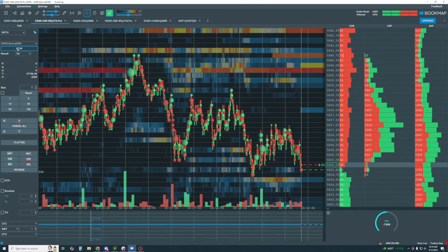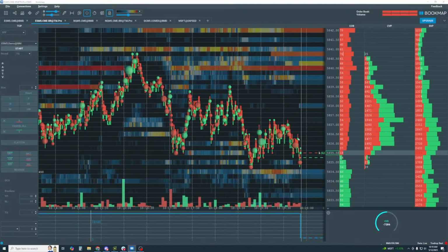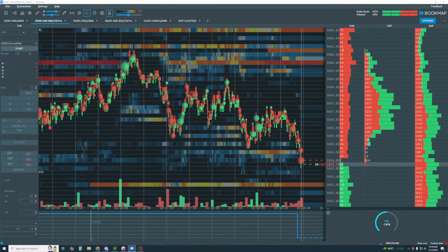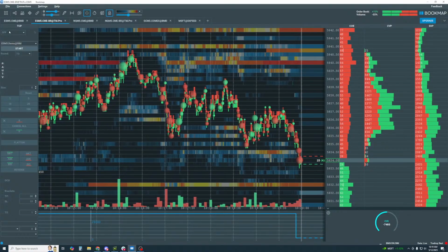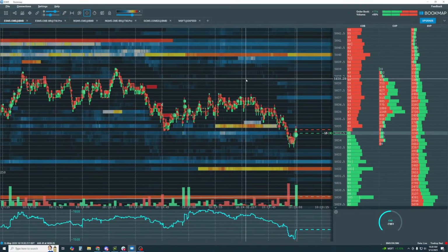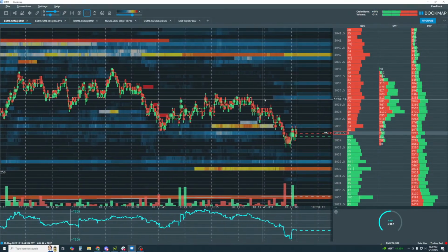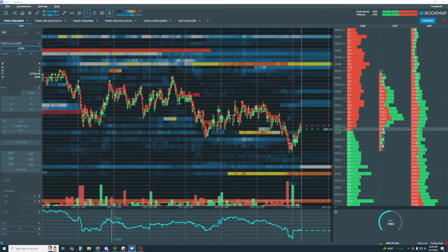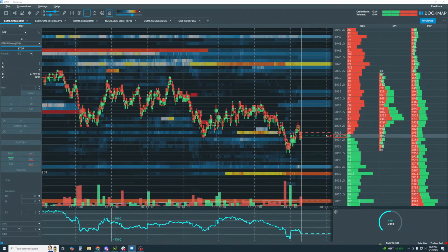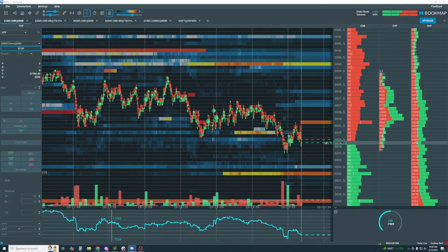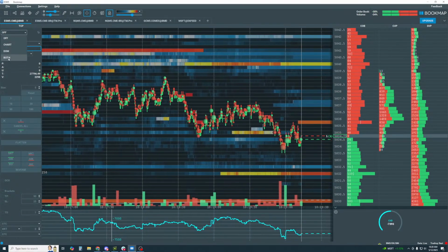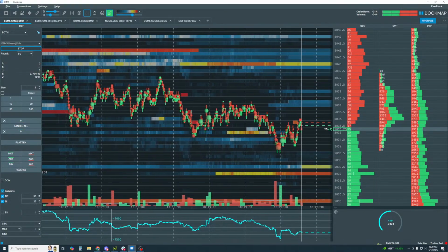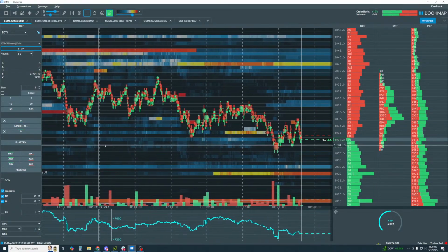I'm going to stop on this version though. We're gonna jump over and we'll trade from this chart here. Okay. All right. So we're all set up.